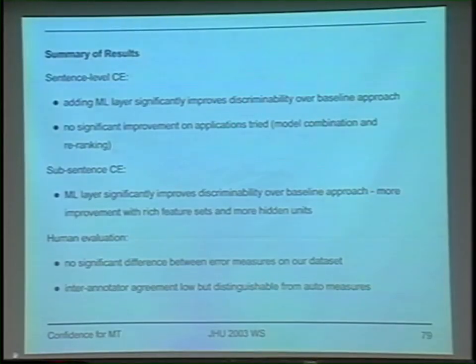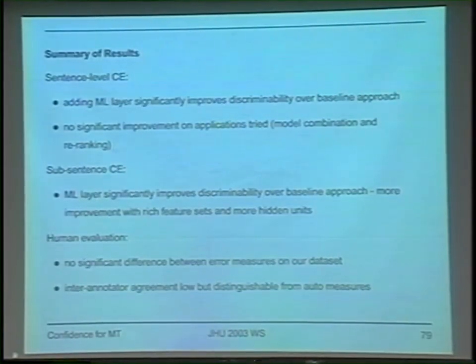At the sub-sentence level, we found the same thing, that when we add a machine learning layer, it improves discriminability. These results seem to be somewhat more promising than the sentence level, in that use of more sophisticated machine learning techniques helped more, and actually the results, if you look at them in terms of AROC, are slightly better than the ones at the sentence level. And we also found here that using richer feature sets helps more. So the sub-sentence level problem seems to be a little more tractable, more clearly defined, which is understandable because you don't have this sort of fuzzy match that you're using at the sentence level.